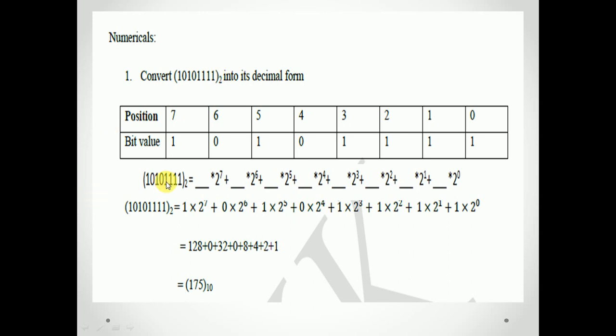Just as it is, you write the same number, is equal to, fill in the blanks, into 2 raised to 7, because the highest position is 7, plus fill in the blanks, into 2 raised to 6, plus fill in the blanks, into 2 raised to 5, plus fill in the blanks, 2 raised to 4. Likewise, go up to 2 raised to 0.